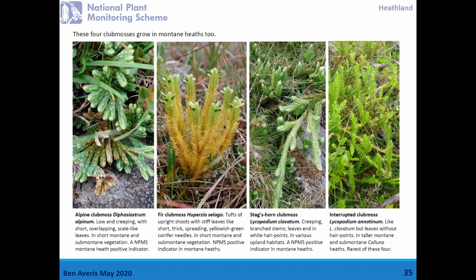Alpine club moss is the most distinct of them because it looks like it's bits of cypress. You know how cypresses have those very short leaves, like overlapping scales. Well, you get that effect with alpine club moss, and that slight bluey grayish tinge is distinct as well. Low creeping plant, especially in short heath and short upland grassland vegetation.